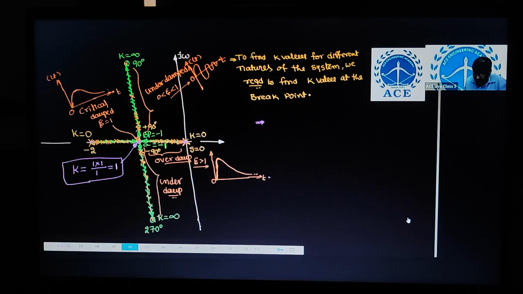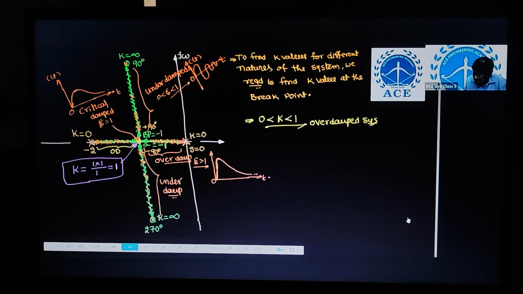Range of K for overdamped? Overdamped, I am asking. From 0 to here, K is 0, and here K is 1. So what is the range of K? K greater than 0 and less than 1 for an overdamped system. Here to here is overdamped. This total is overdamped only, OD means overdamped. This is also overdamped. So that means 0 to 1 is an overdamped system.